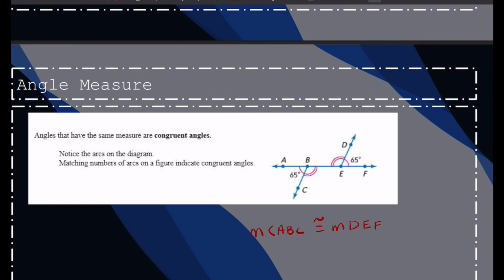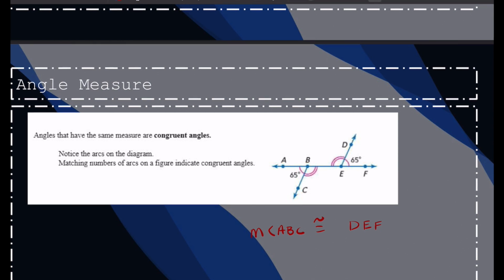Now, why am I writing measure, the M, instead of just saying angle ABC or angle DEF? Well, when there's a number involved, when you're calculating or trying to figure out how long something is, you write measure. If you're just naming things, you don't write the M. I'm pointing that out because it's useful when we get into something very difficult later in the semester.